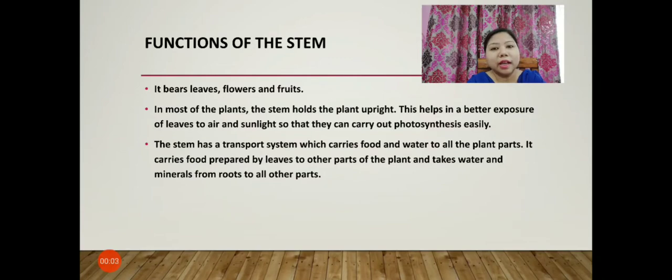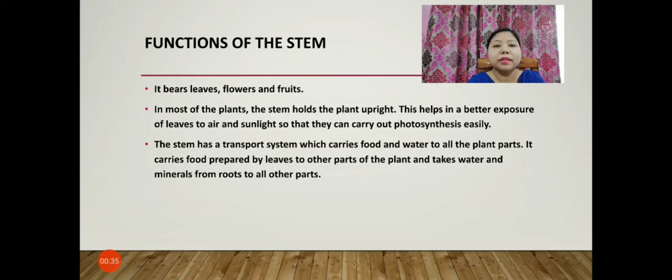Now let's understand what are the functions of stem. Since stem is a part of the plant, all parts of the plant like flower, fruit, all have their own functions. So stem also has its function. Stem bears flower, leaves and fruits. In most of the plants, the stem holds the plant upright. This helps in a better exposure of leaves to sunlight, air, so that they can carry out photosynthesis easily.